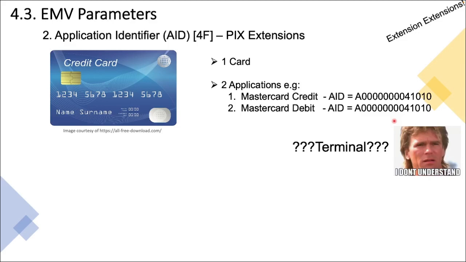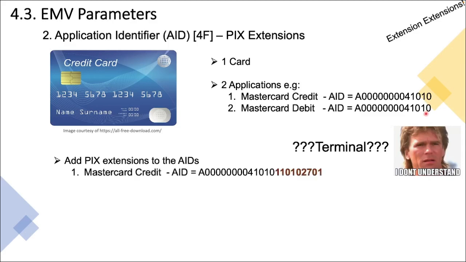And so in order to prevent this confusion and to overcome this, what we do is we use PIX extensions to further differentiate between these two AIDs. Okay, so we add a PIX extension of 1101027001 to the credit application, or the credit AID. And to the MasterCard debit AID, we add a 1101027002. So now you can see that unlike this comparison where there is no unique value, in this case we do, right? The first one ends with a 1 and the second one ends with a 2.